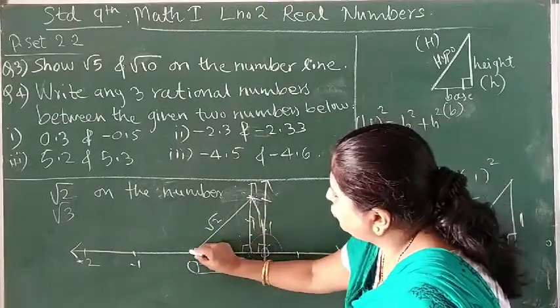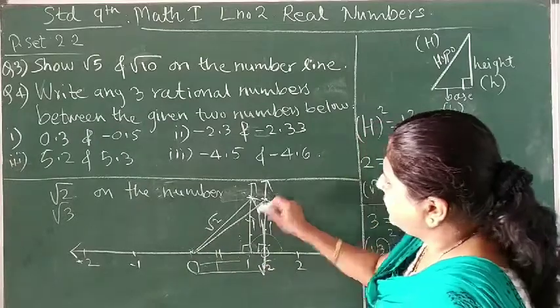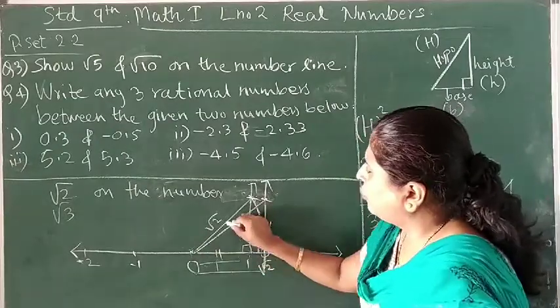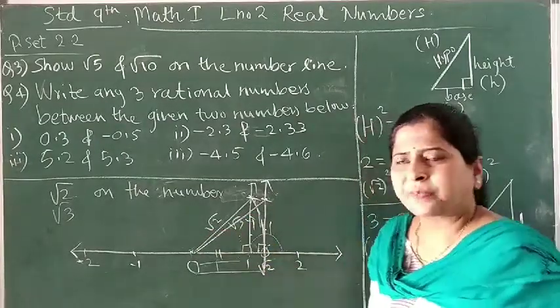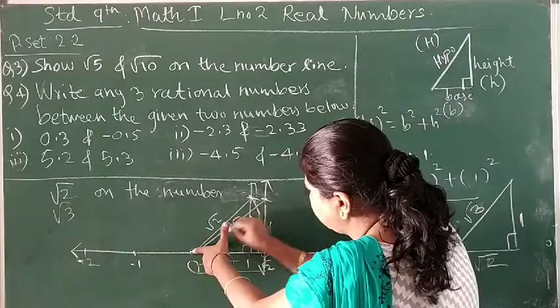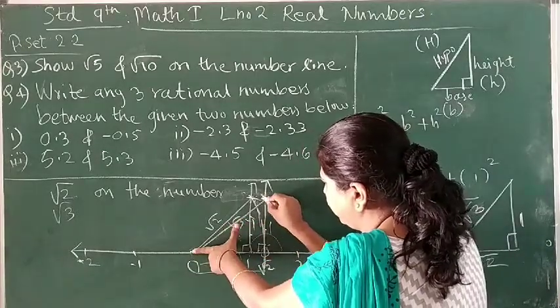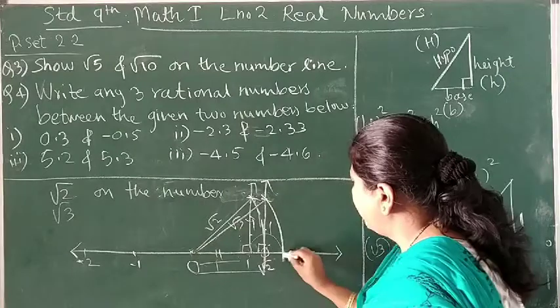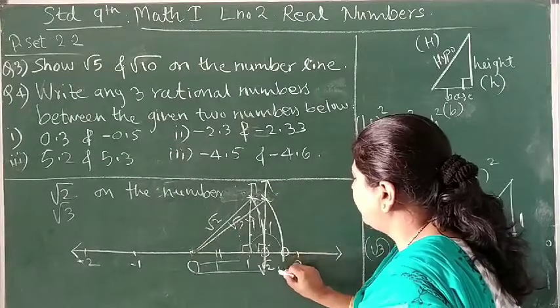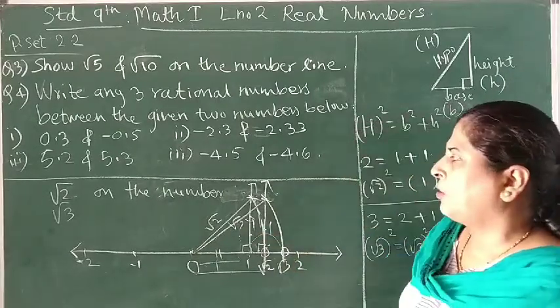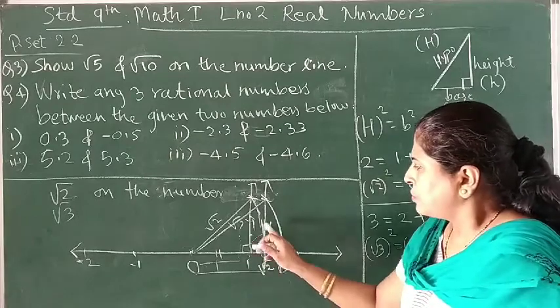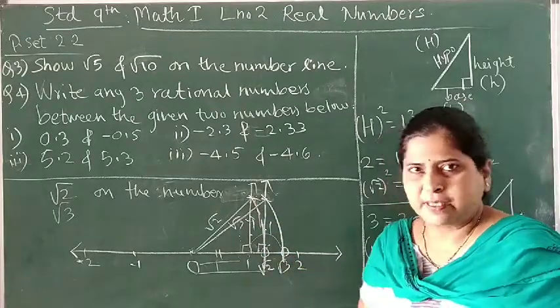Okay. Now when you join these 2 points with origin and this new point, you get this distance square root of 3. Okay. And then this distance taking as a radius, you can draw this, mark this, and this is going to be root 3. Okay. So you have learned this in the previous classes.